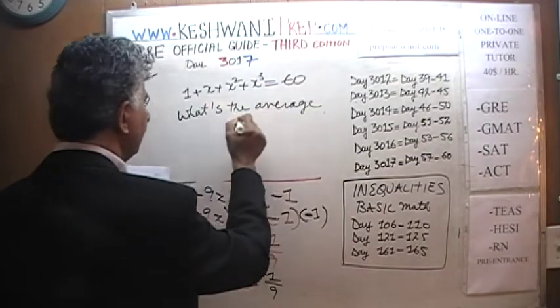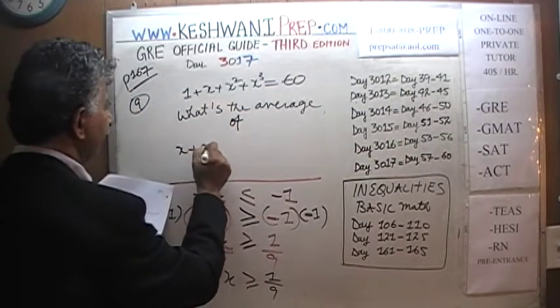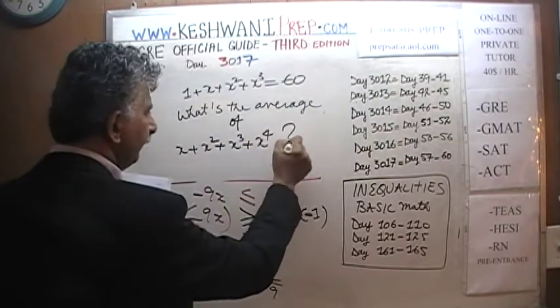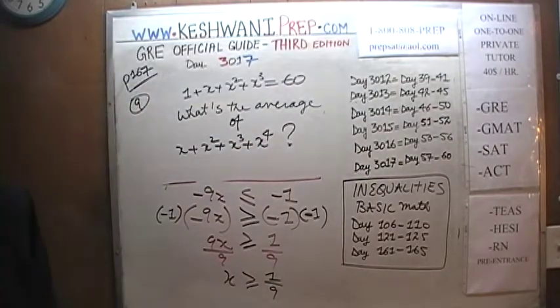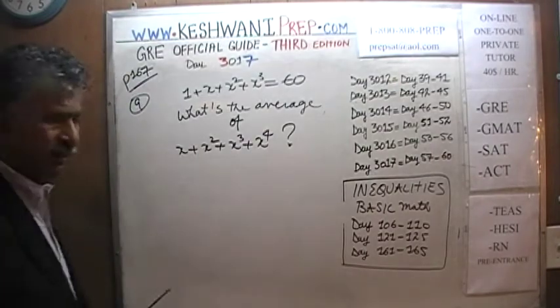What is the average of x plus x squared plus x cubed plus x to the fourth? That's the question. But how do we find the average? Well, it's very simple. If we want to find the average, we just add them all up.